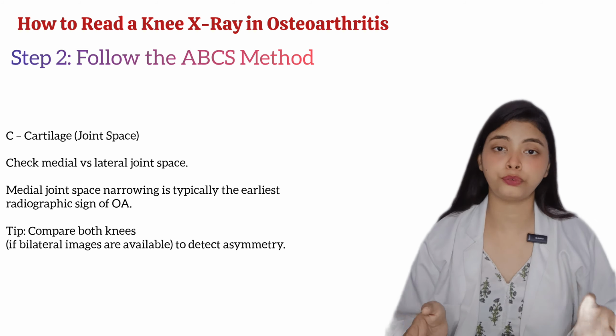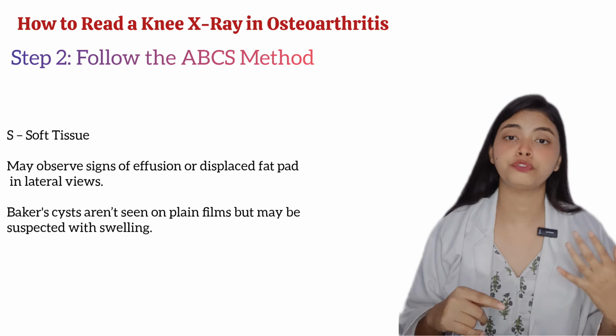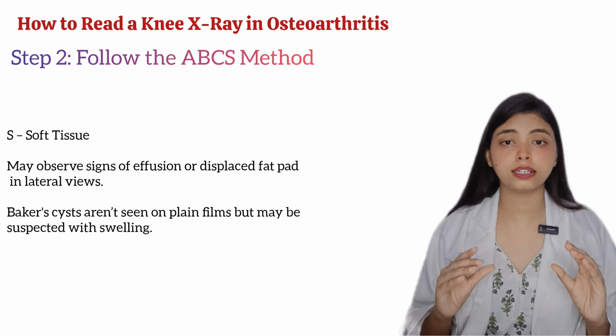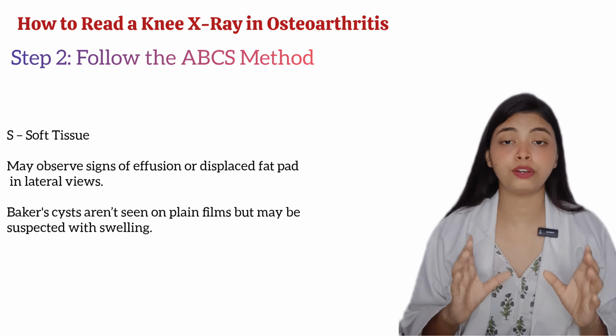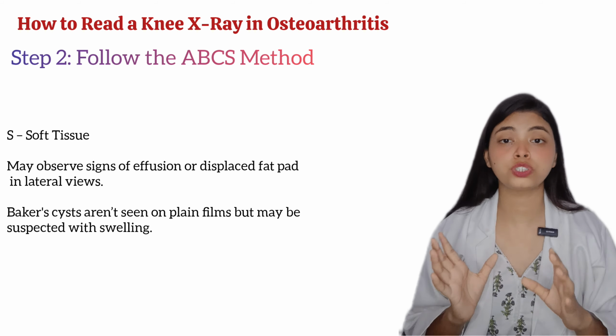Last one is S, which stands for soft tissue. Now you have to assess the soft tissues, and in the soft tissue you will find the joint effusion. Joint effusion is basically the displaced fat pad, which is found in the suprapatellar recess, and for finding this you need to see the lateral view of the x-ray.